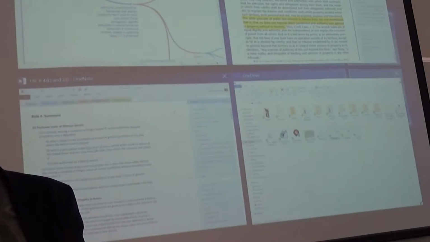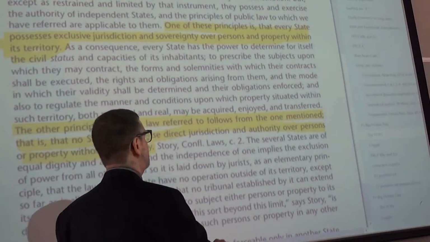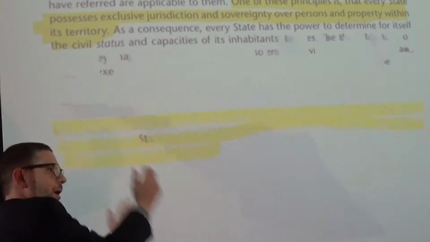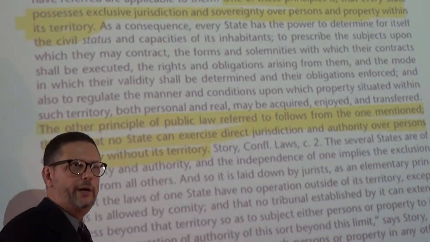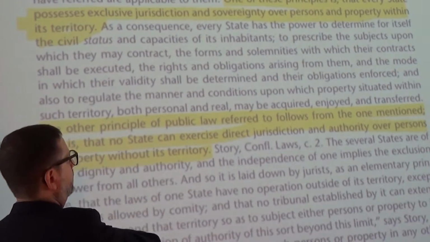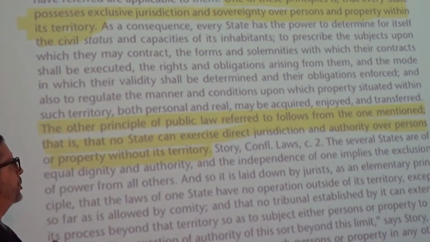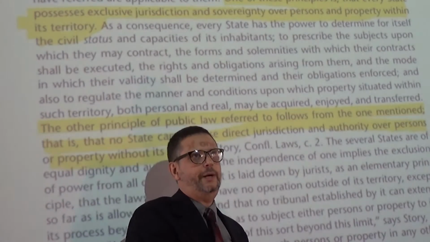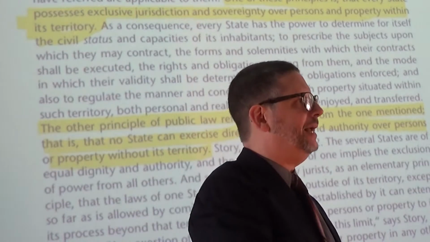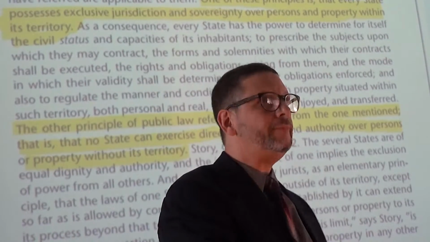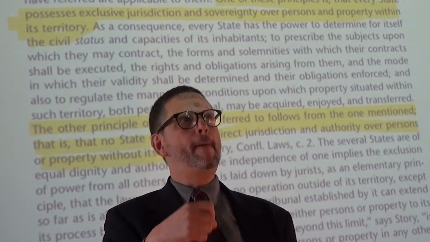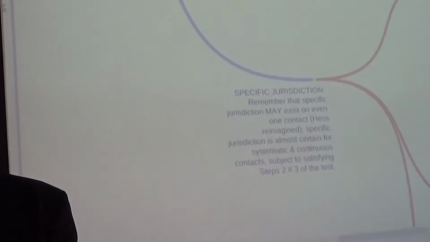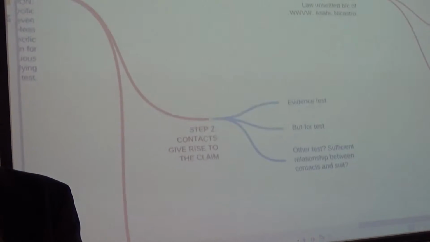And something very important to keep in mind about the minimum contacts test is that it partially overrules part of the second principle of public law. The second principle of public law from Pennoyer says that no state can exercise direct jurisdiction and authority over persons without its territory. So under Pennoyer, if you're outside the state, there's no PJ. Under International Shoe, there might be. Okay, so getting back to the two bases.